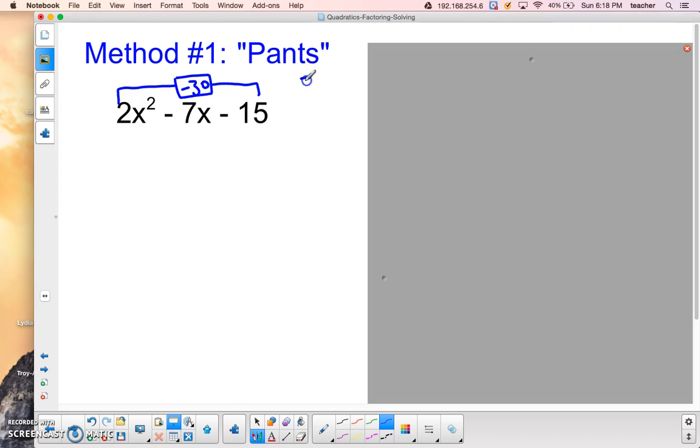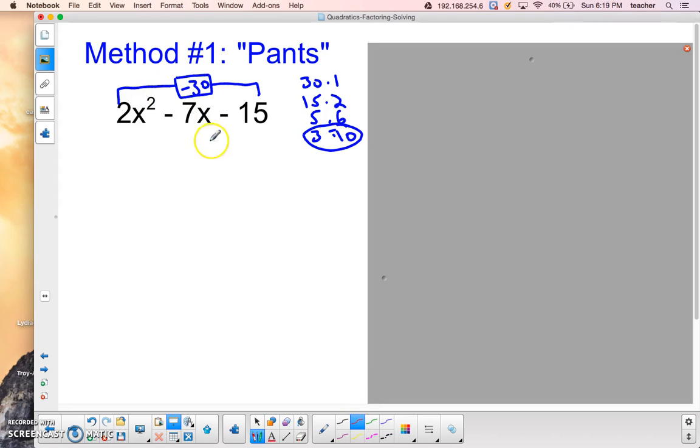So we're going to look at all our choices for multiplying to negative 30. We'll ignore the negative for now. 30 times 1, 15 times 2, 5 times 6, 3 times 10. If we look at all of these, only one of the choices, if we use a negative carefully, can add up to negative 7. And it appears that if I take the 3 times 10 and I make the 10 negative, they'll multiply to negative 30 and they'll add up to negative 7. So that's exactly what we're going to use here.